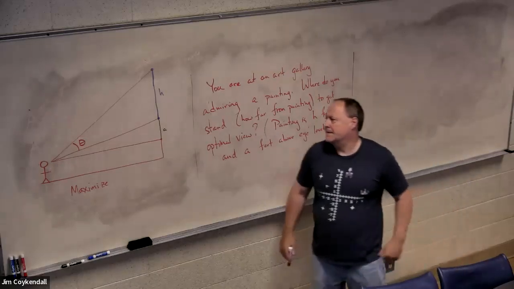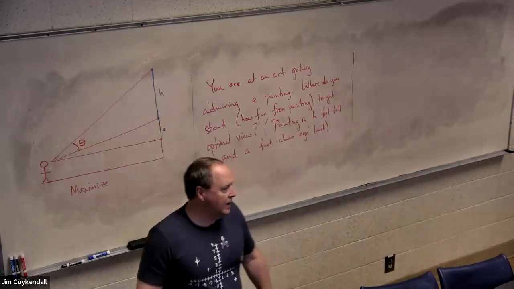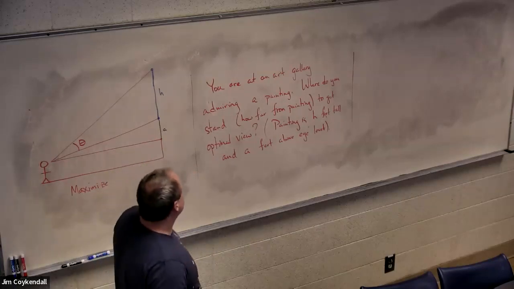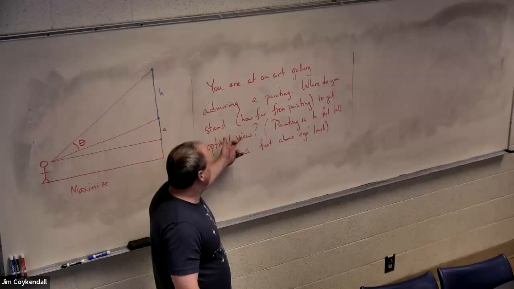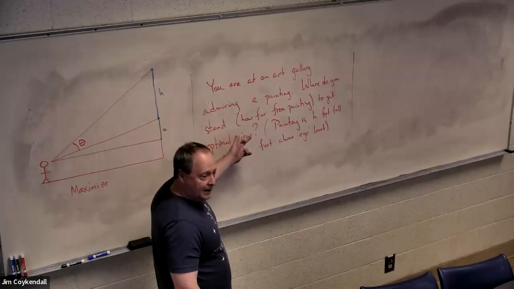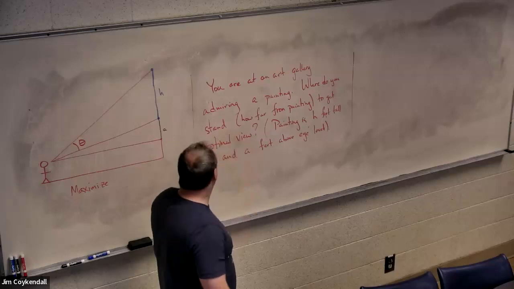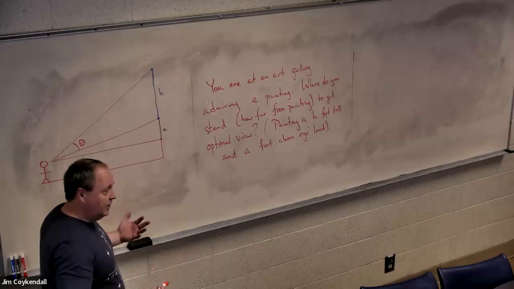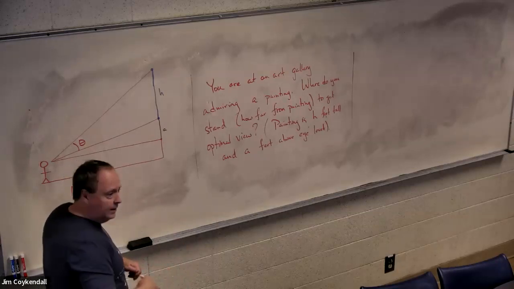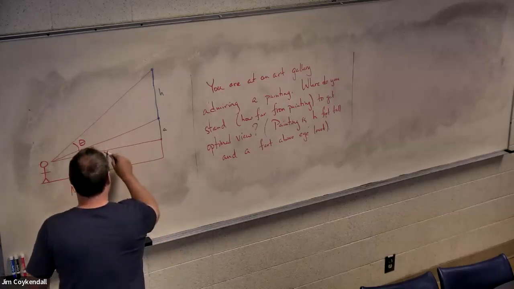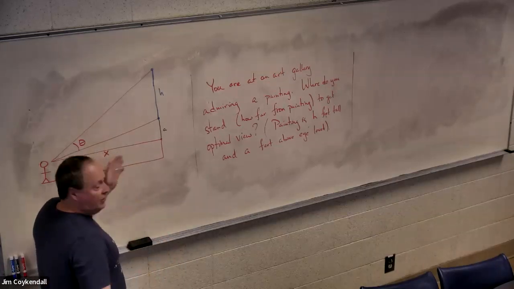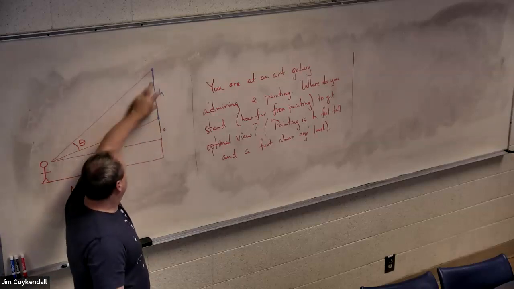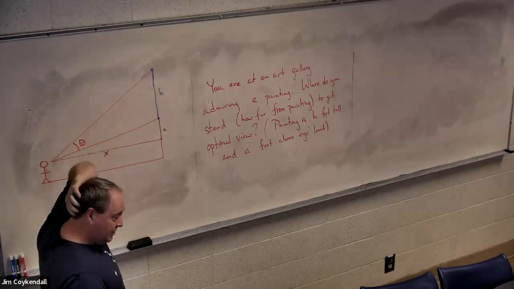So the question is, what else should I label, given what I've set up? The question kind of gives you a hint: where do you stand? That is, how far from the wall are you when you've got the optimal view? So I think it might be prudent to label how far away I am from this painting. Let's call this X. That would be my distance from the wall. X can change as the problem goes on, because I can walk toward the painting or away from it. But A and H do not change.